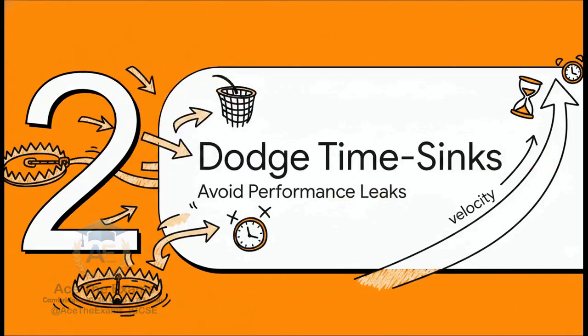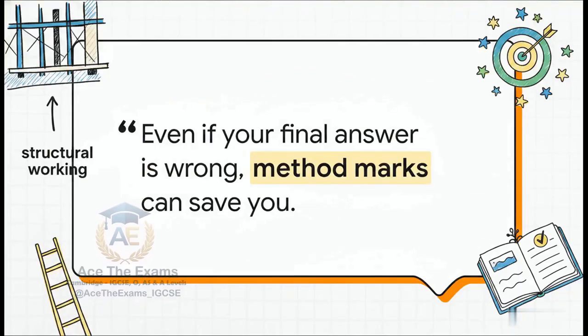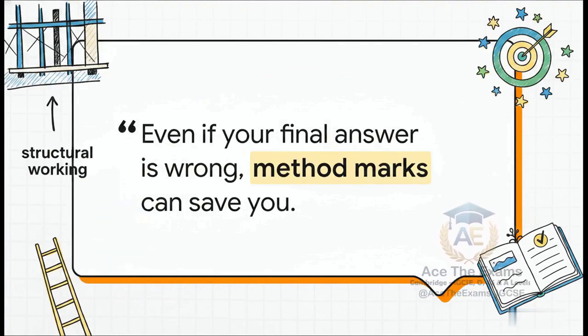Section 2. Dodging examiner time sinks. Let's look at the critical performance leaks. Examiner alert. Look at this massive insider tip straight from the Cambridge Principal Examiner Report. They say even if your final answer is wrong, method marks can save you. So many students ruin their mark velocity because they try to jump straight to the final, perfectly translated, grammatically flawless Arabic sentence.